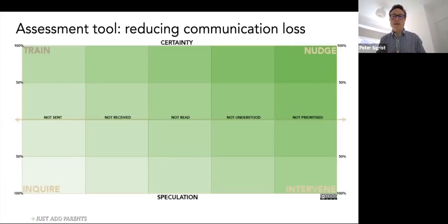I'm confident a lot of schools will be in this exact situation. They know communication with parents should be better. They've tried to do things and dabbled, and it's never really gone anywhere.